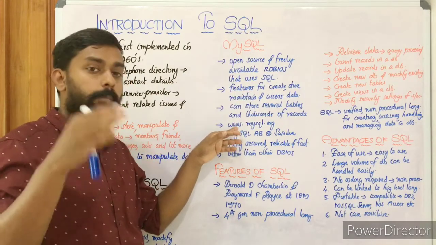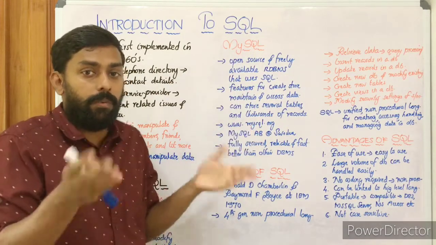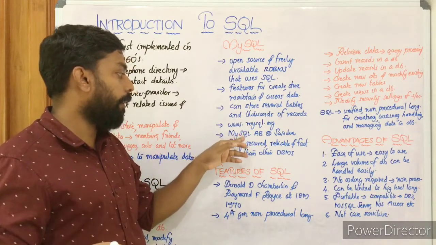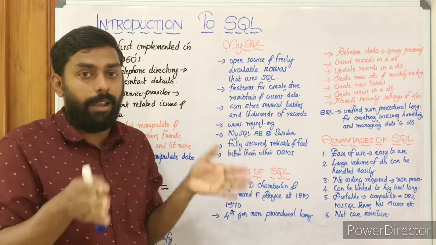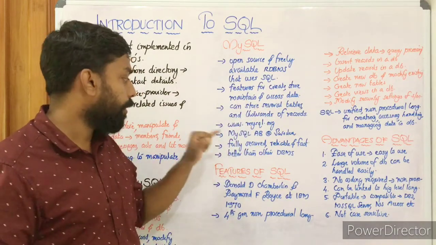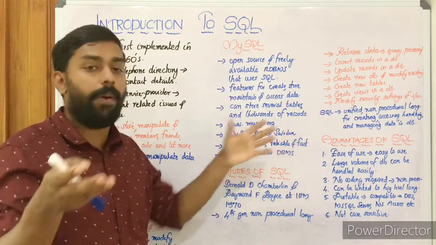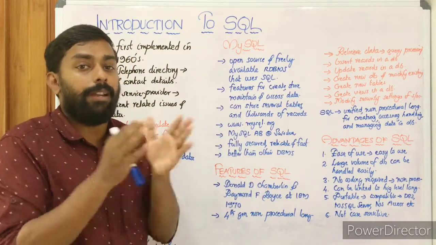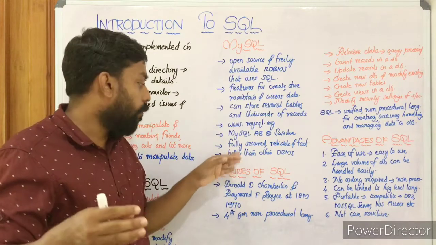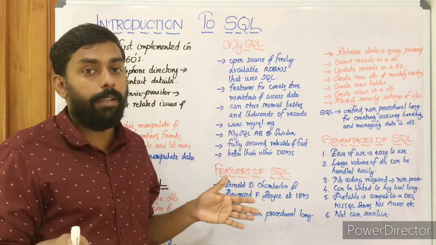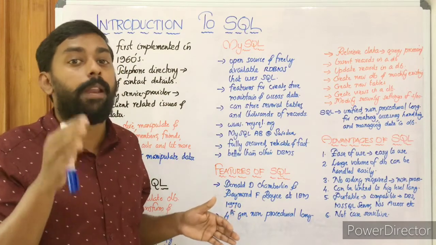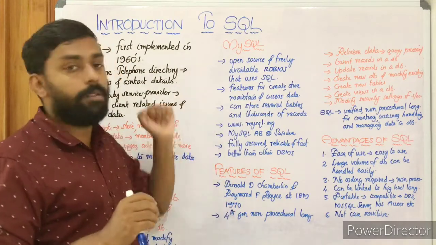As we have already mentioned, it's open source and freely available. You can go to www.mysql.org for downloading MySQL. Then it's developed by MySQL AB, which is located in Sweden. It's fully secured, reliable and fast. MySQL is fully secured, reliable and fast, so most programmers prefer MySQL over other database management systems.